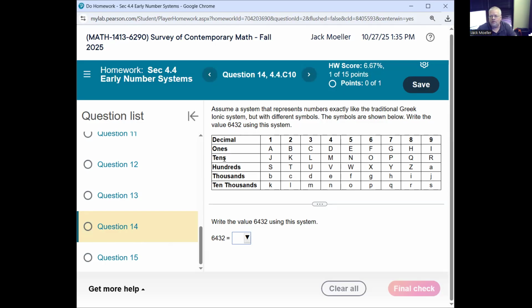The 30 is in the tens, so we need three tens. That would be capital L. And then the 2 is in the ones, so that would be capital B. Now notice they are multiple choice, which, again, I'm always a fan of, because for that 6,000, we go to the thousands row, and that is lowercase g. There's only one that's lowercase g in the front. Don't use lowercase g second, because remember, we are still reading from left to right.